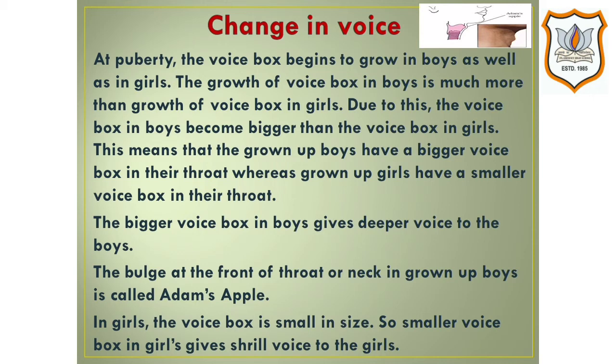This means that the grown up boys have a bigger voice box in their throat, whereas grown up girls have a smaller voice box in their throats. The bigger voice box in boys gives deeper voice to the boys. The bulge at the front of the throat or neck in grown up boys is called Adam's apple. In girls, the voice box is small in size, so the smaller voice box in girls gives shrill voice to the girls.